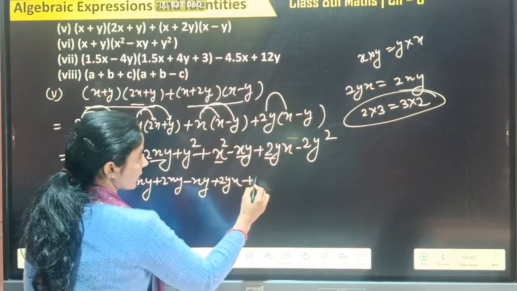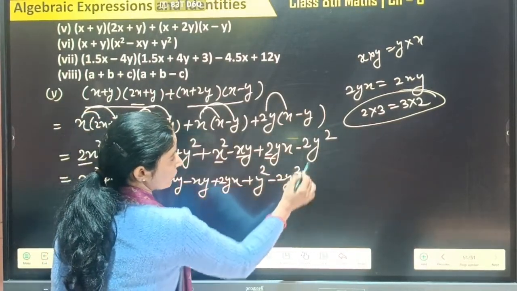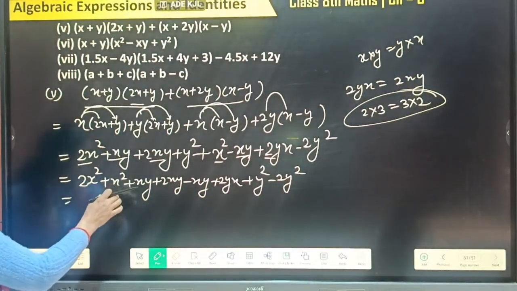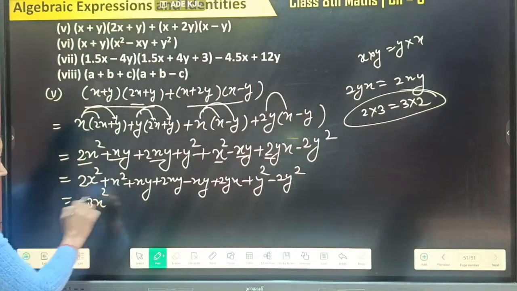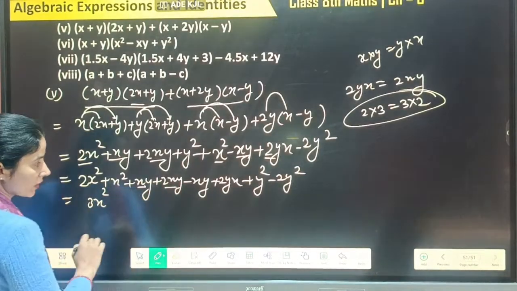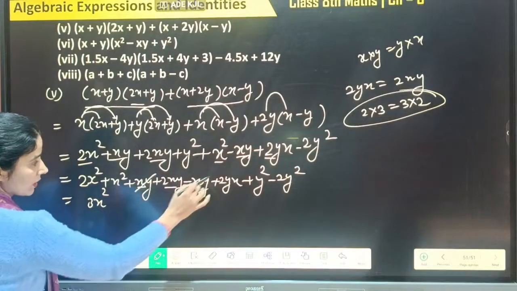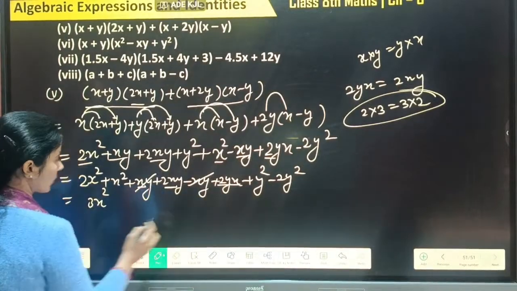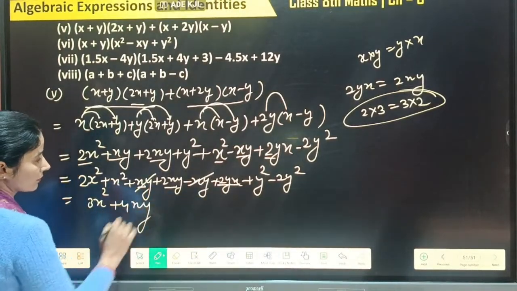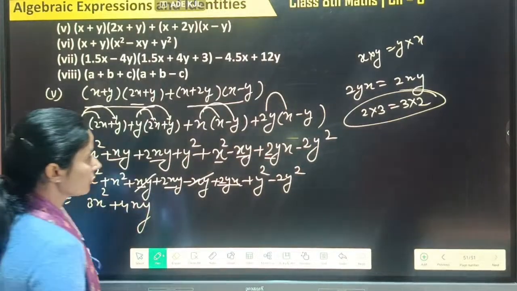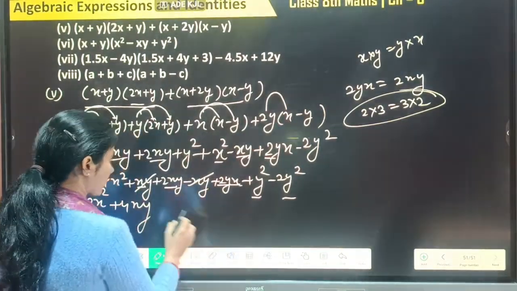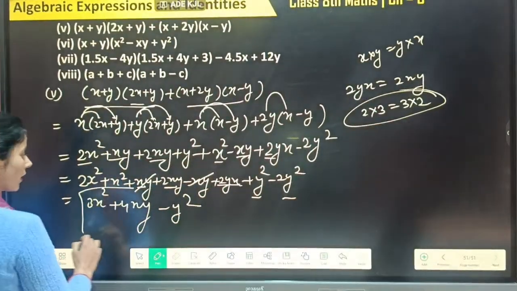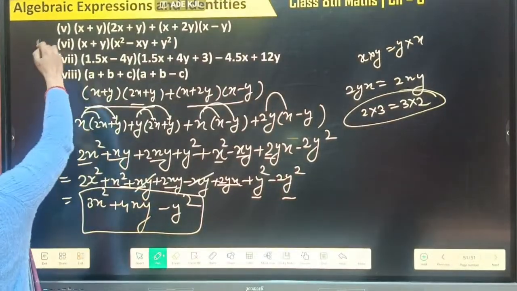Now this y square and minus 2y square, this term as it is. 2x square plus 1x square will be 3x square. Xy plus 2xy: you can see plus xy minus xy will be cancelled. 2xy and 2xy will be 4xy. Further, y square minus 2y square will be minus y square. So this is your required answer of part number 5.